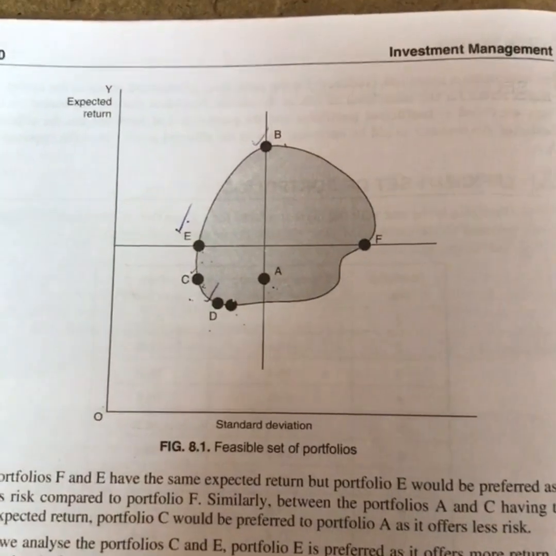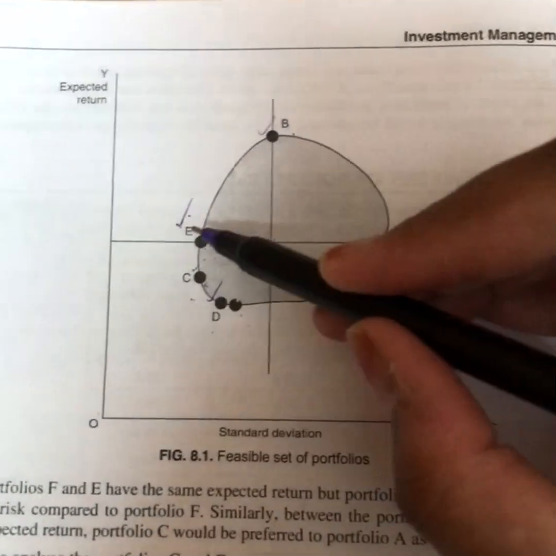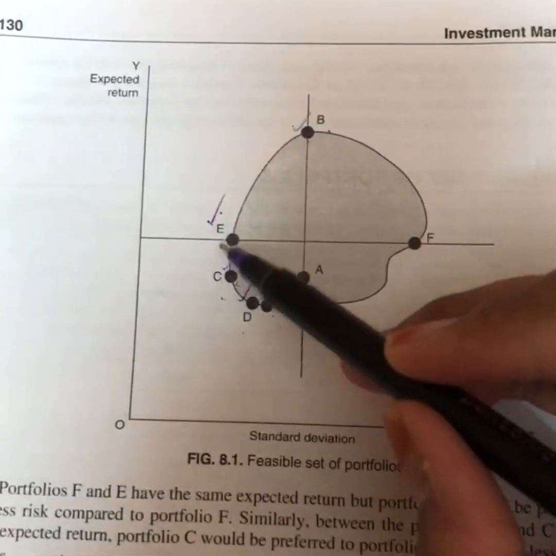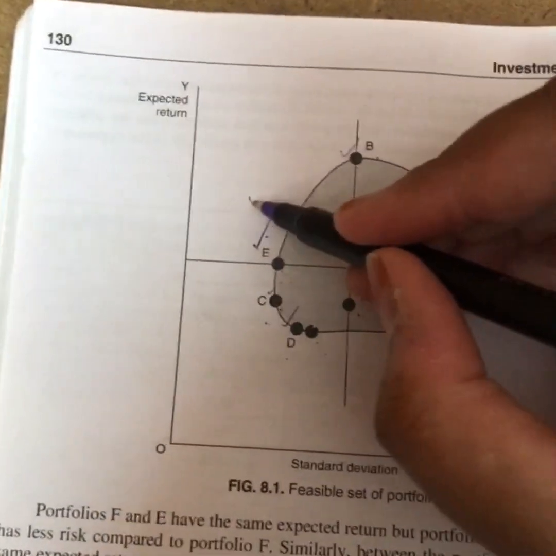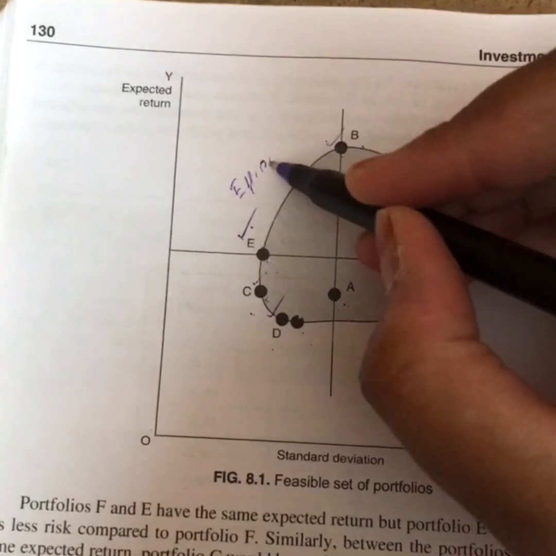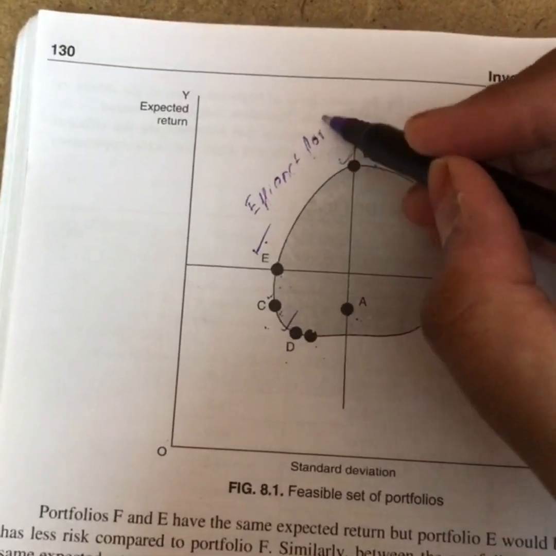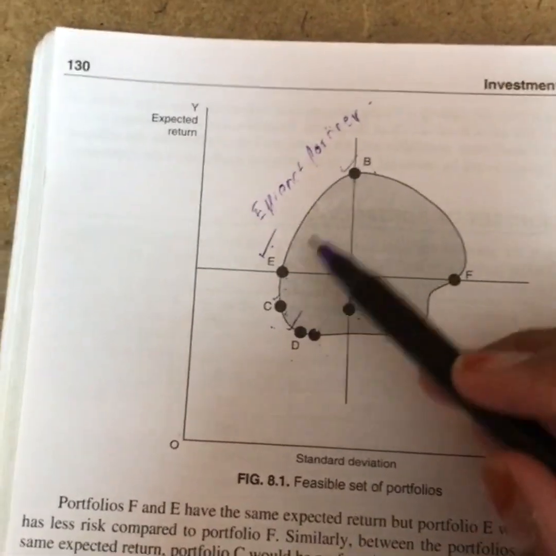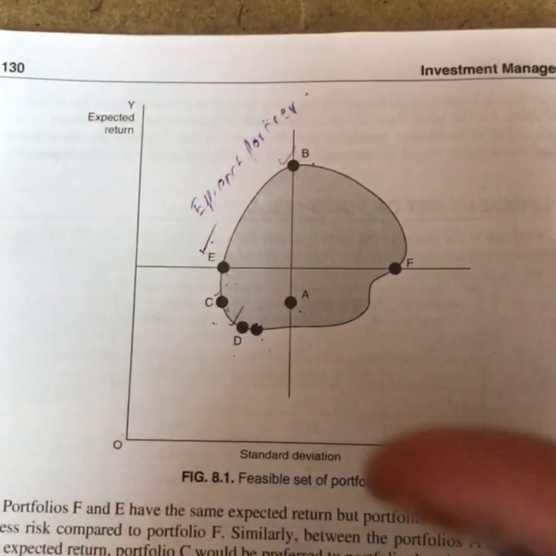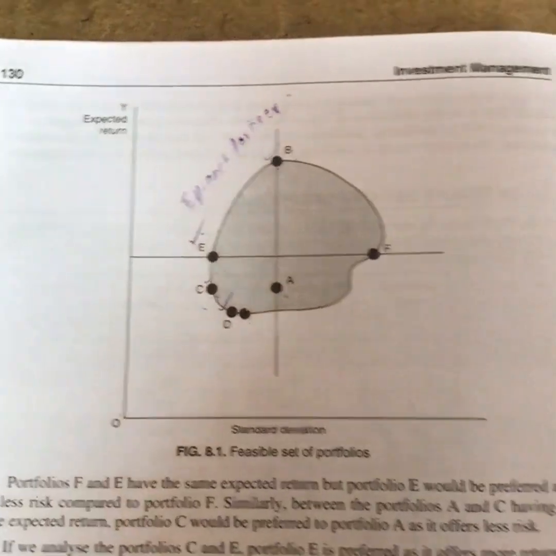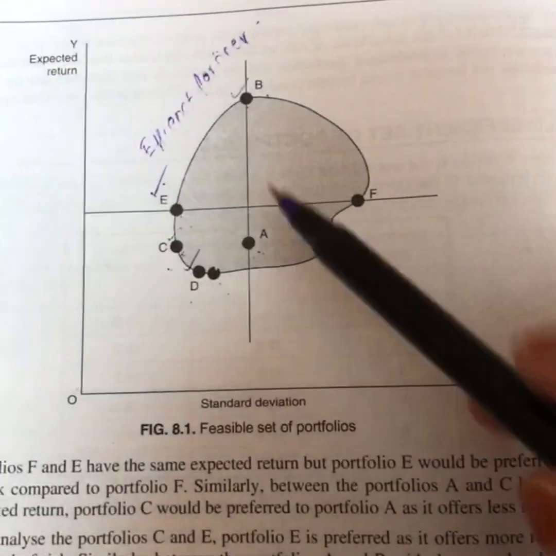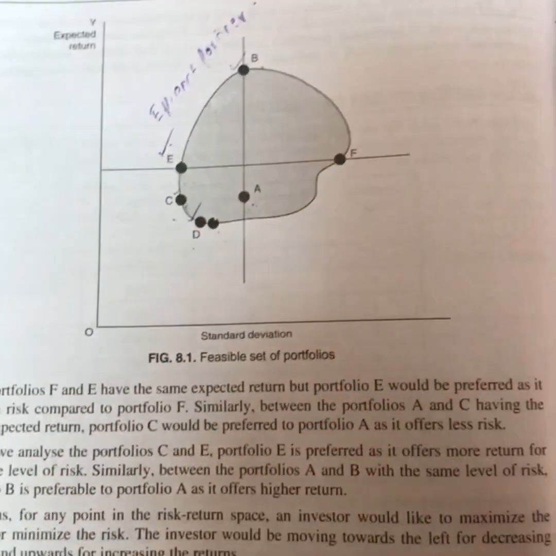See here, this one I have ticked, this one I have ticked, this one I have ticked. This part we call the efficient frontier, girls. This is the possible area where we have to select the portfolios. So this is all about the efficient set of portfolios, girls.